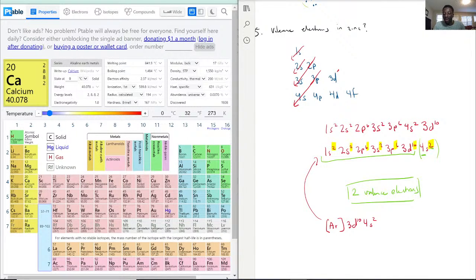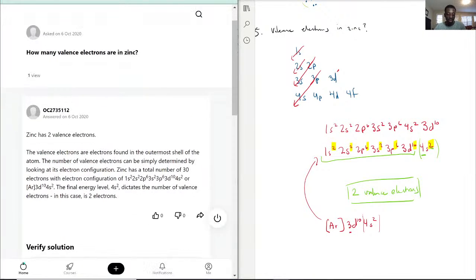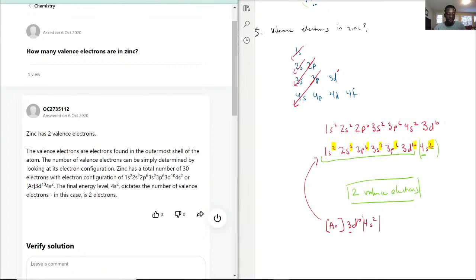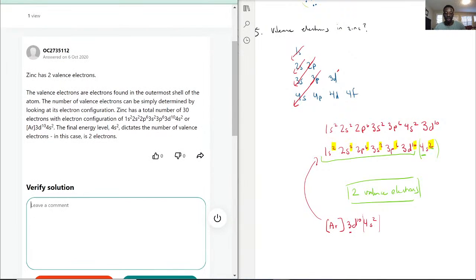And I do this as well because it allows me to have an easier time visualizing my outer shell. Although we still have the 3 here, the important thing is that we recognize that this 4 is going to be in the shell that comes after. Okay, so yes, 2 valence electrons. As you can see here, they did that as well. They actually provided both the short-handed and the long notation. And the goal here, the final energy level, 4s2, dictates that the number of valence electrons in this case is 2 electrons. So this is correct.